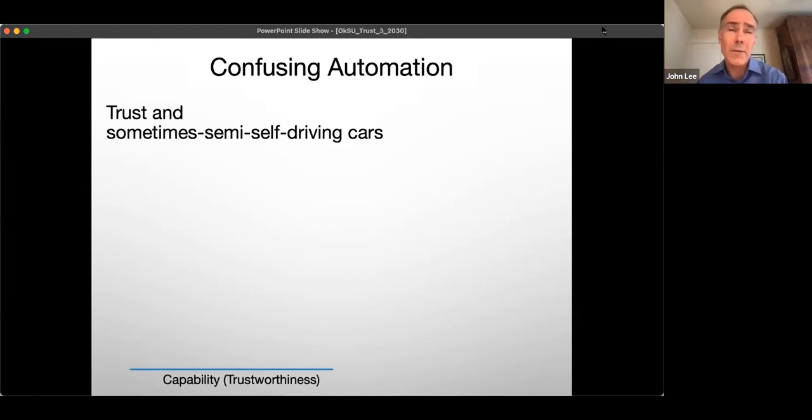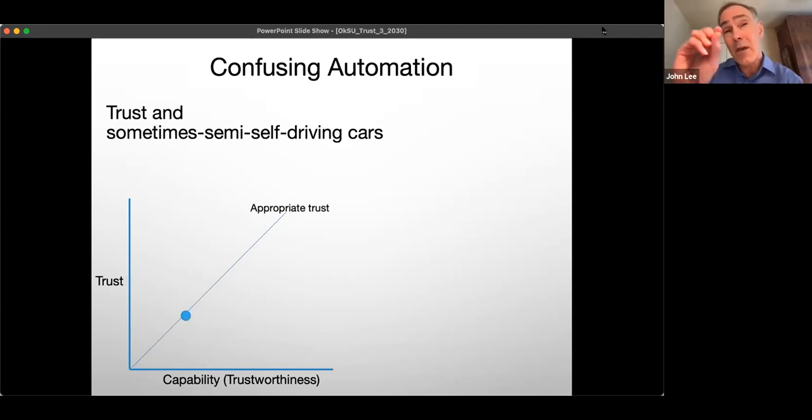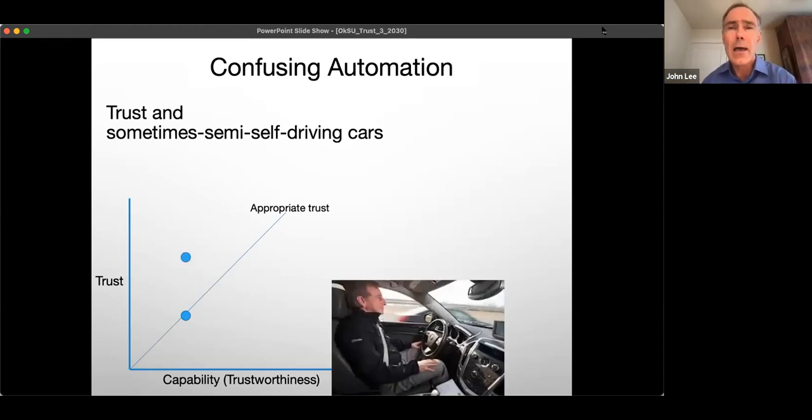So one way to think about this is thinking about the trustworthiness or the capability of the automation on the horizontal, and then trust on the vertical, and what you would like is appropriate trust or calibrated trust along the diagonal. And I think the risk is that you deviate from this center line, either trusting too much, and this is a situation with these semi-self-driving vehicles.